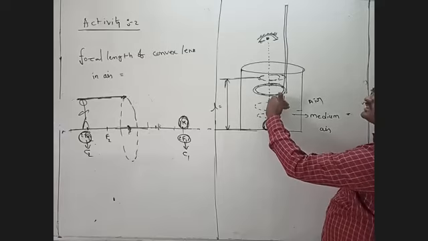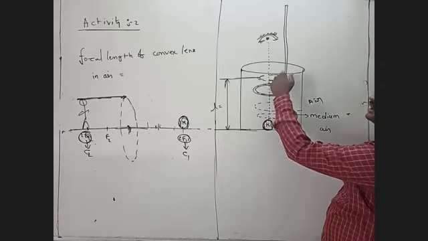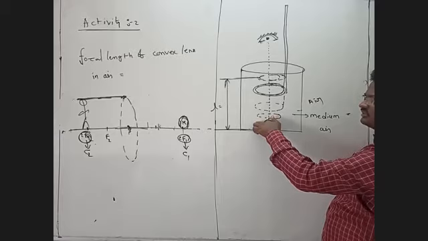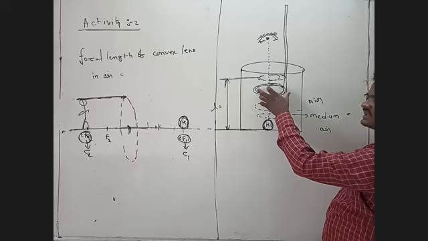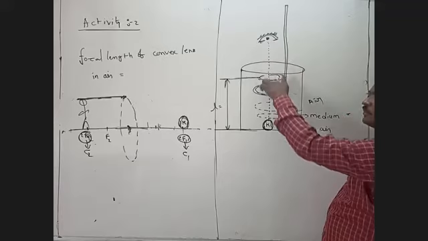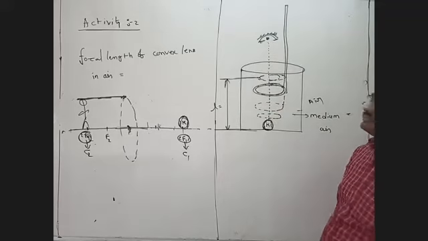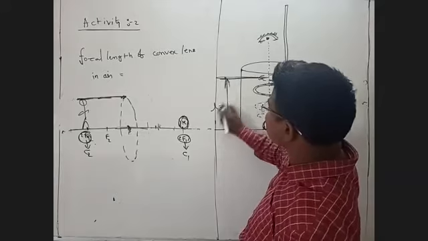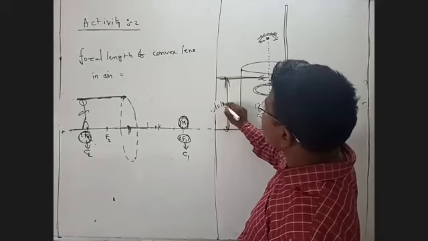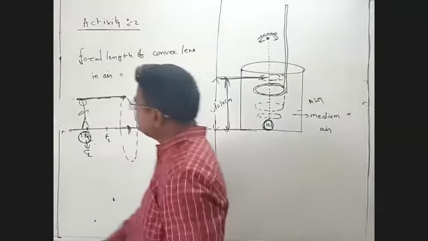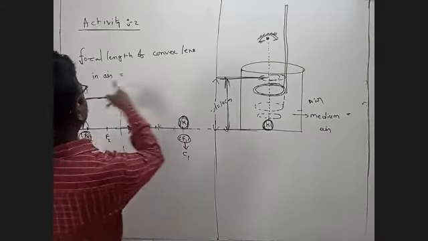The convex lens is shifted to here. I'm seeing the K letter very clearly through the convex lens. This convex lens is shifted to here. I'm not seeing the K letter clearly at this place. From here to here is the length we are taking. Suppose 10 centimeter.